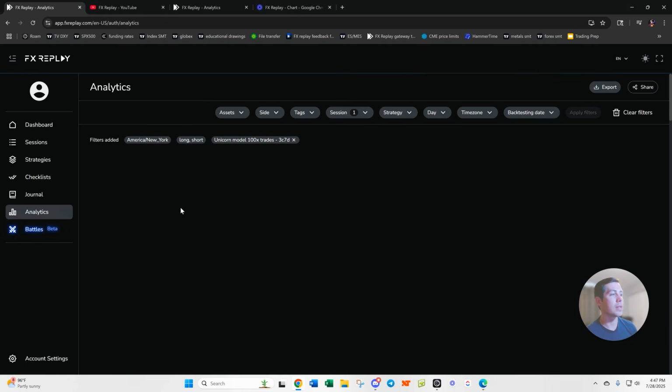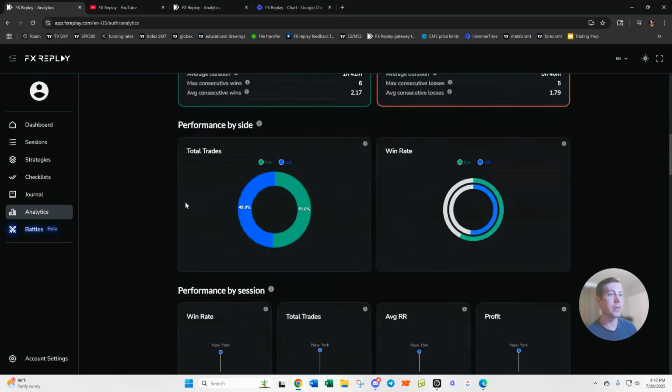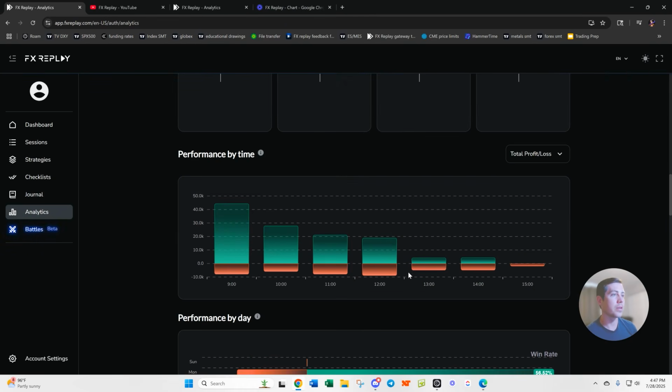I was noticing that later in the afternoon, the trades were a lot less profitable. So after I filtered this on New York, you can see it really isn't worth trading after like 1 o'clock. So I think if you were going to trade Unicorn Model during New York session, you probably would only want to trade the first 4 hours. Seems like after that, it really drops off.